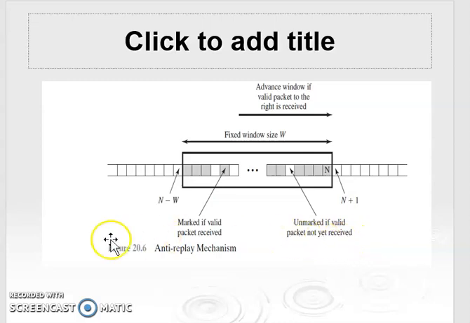So this is the anti-replay service, or the anti-replay mechanism, which is used in IPsec packets for thwarting replay attacks.